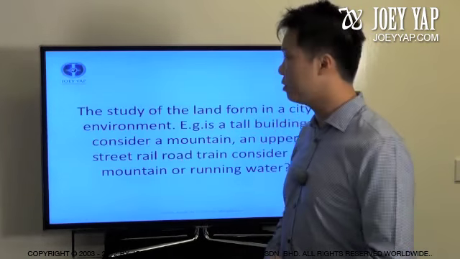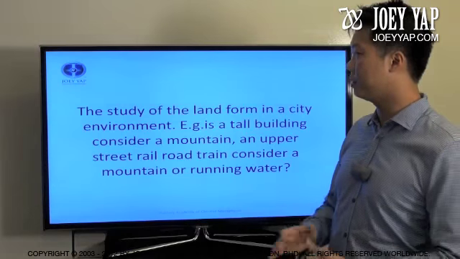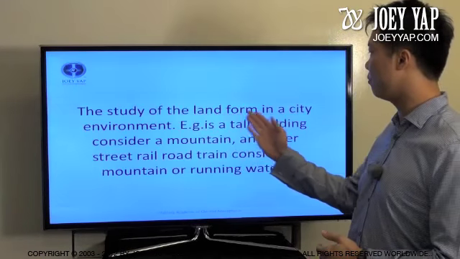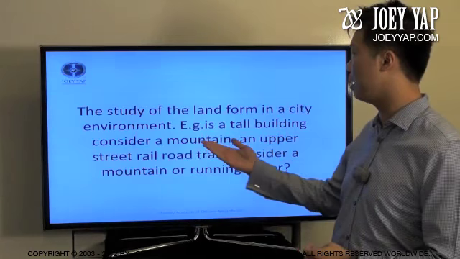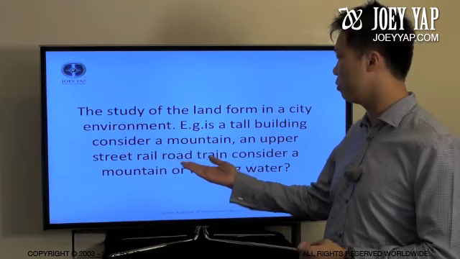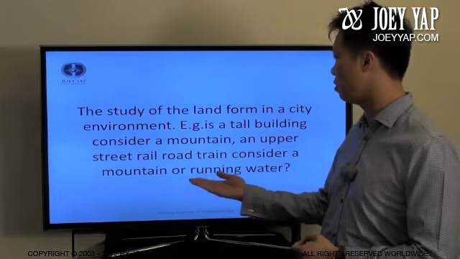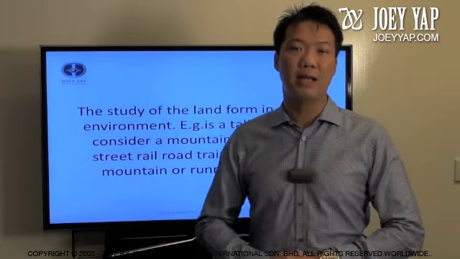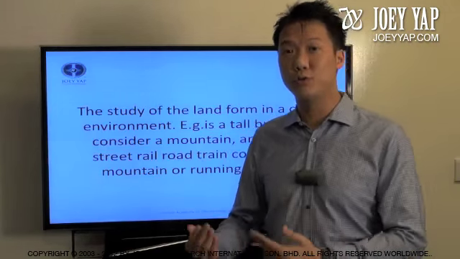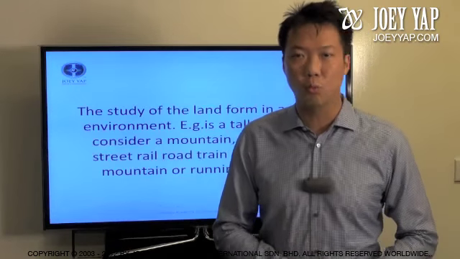So the first question here is someone asking about the study of landforms in a city environment. For example, is a tall building considered a mountain, is an elevated street railroad train considered a mountain, or running water? Okay, so this question mainly talks about what we call virtual mountain and virtual water.